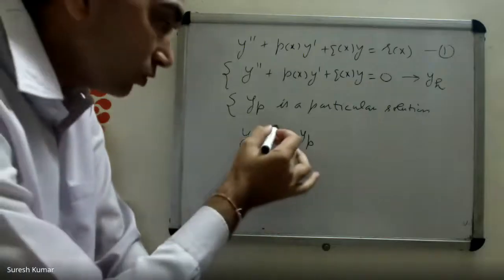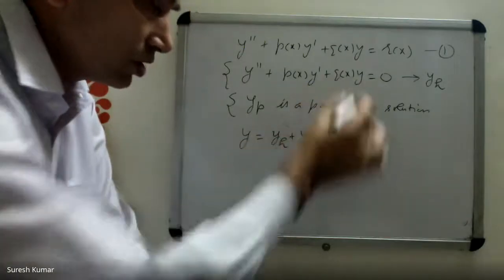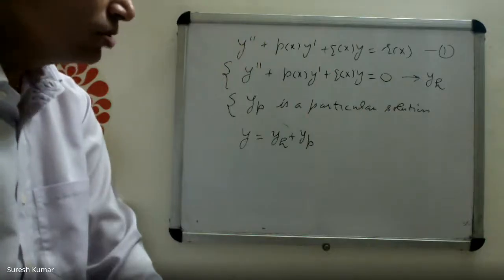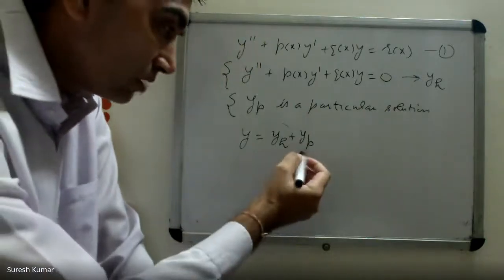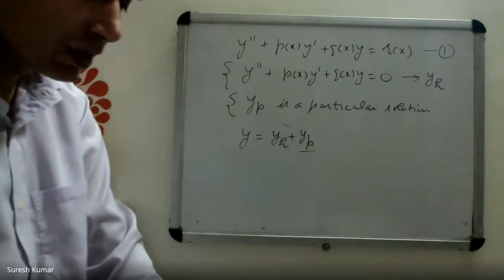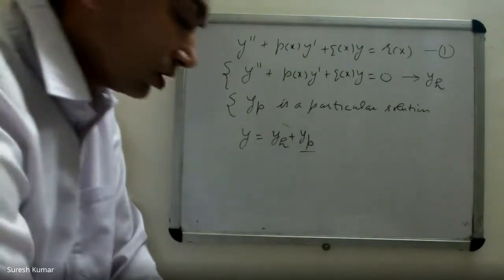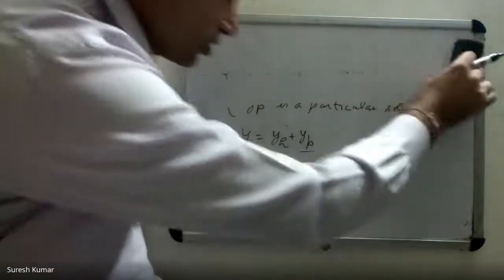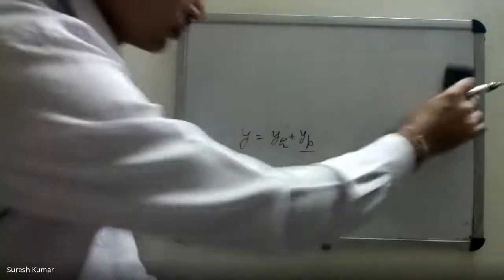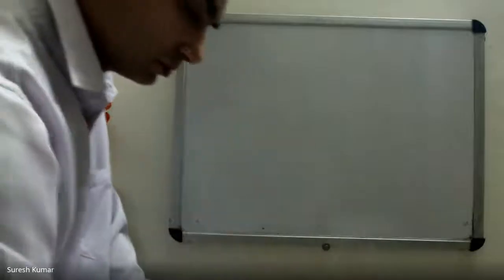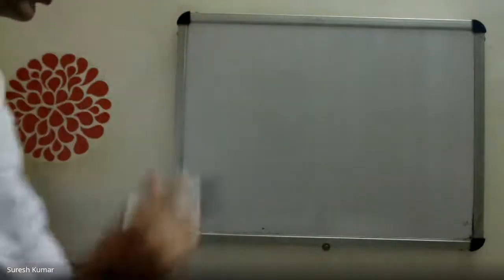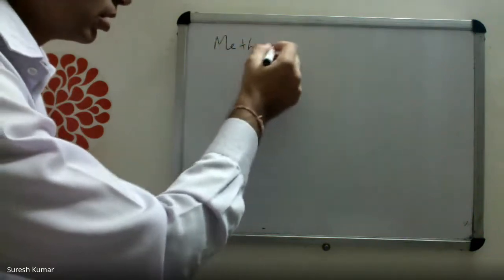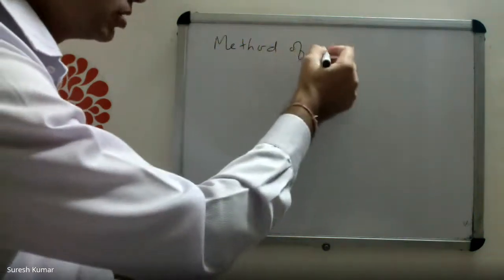So methods for finding YH you have already seen. You have done a number of problems. Now you will learn methods for finding YP. Okay. So let's see the first method, that is the method of undetermined coefficients. That is the topic of discussion today.